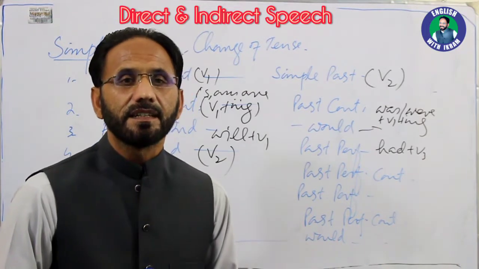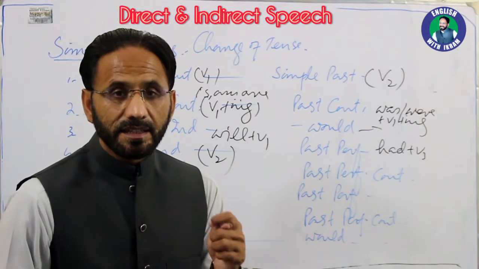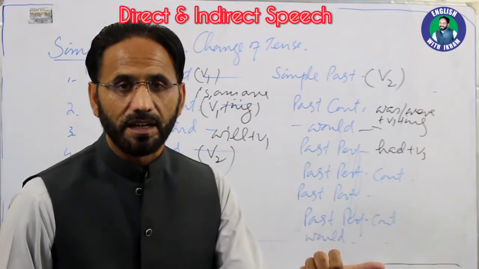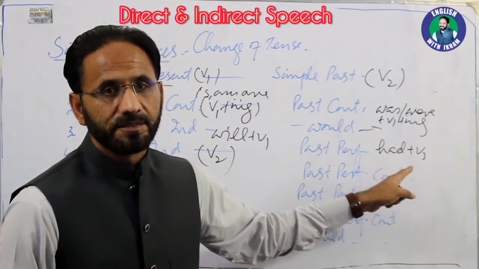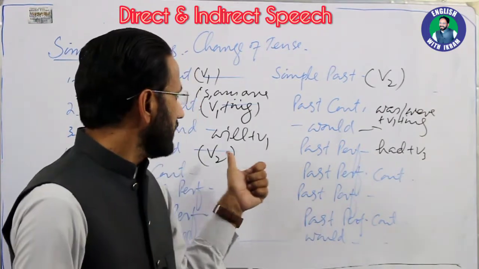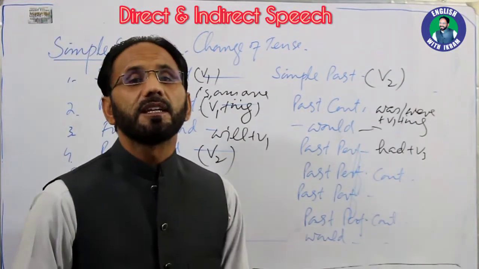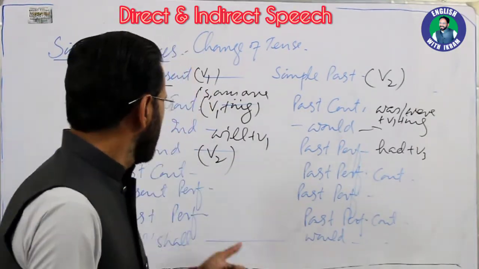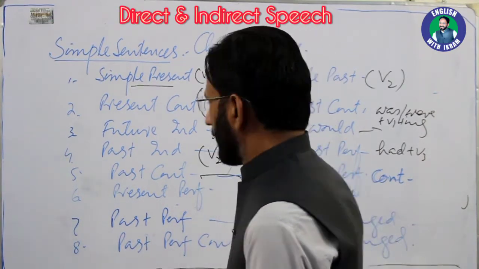Another sentence, he said that I worked day and night. He said that he had worked day and night. The simple past tense will be changed into past perfect. Right? Simple past, V2, and past perfect, had plus V3. Right? The next, past continuous.